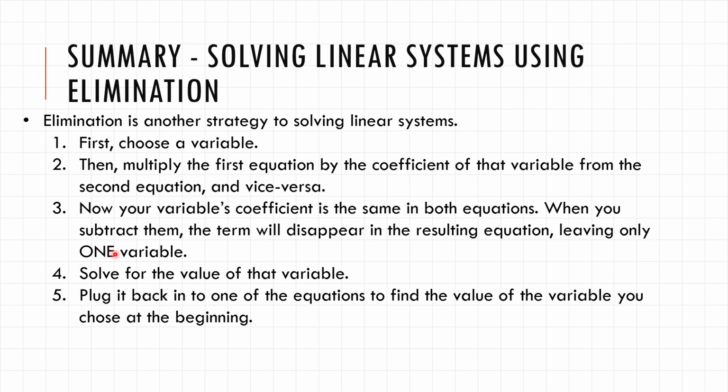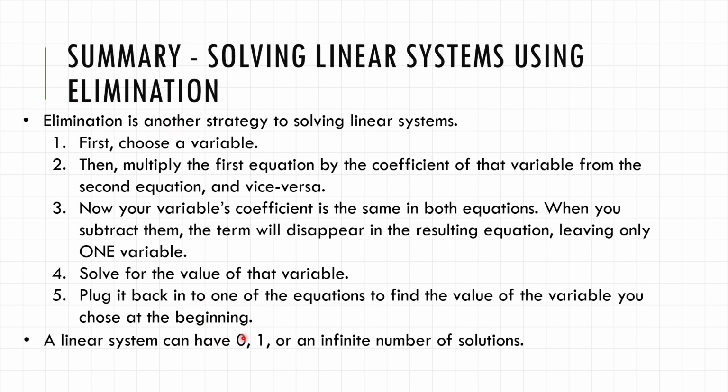A linear system, whether you're solving it by substitution or elimination or even graphing, recognize that it could have 0 points of intersection, or in other words, 0 solutions, if those two lines are parallel. It could have one solution if those two lines are askew or non-parallel, or it could have an infinite number of solutions if they are the exact same linear relation when graphed.